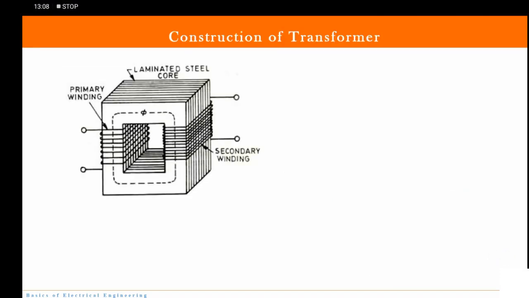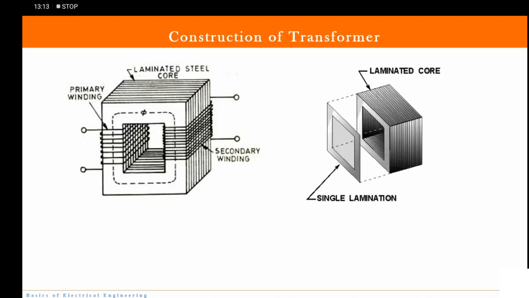Okay. Now let us go to construction of transformer. So this is how the construction of transformer looks like. Fine. So you can see that the core is made up of laminated steel. Correct. Now how laminated steel? It means thin sheets are first used and those are laminated. Now why they are laminated and how they are laminated? So what is done is very thin sheets are used and they are coated with a thin layer of varnish.